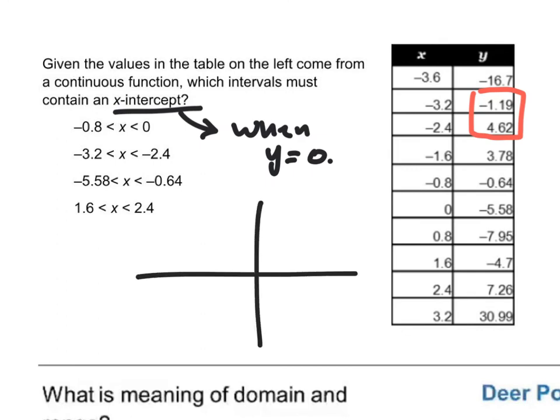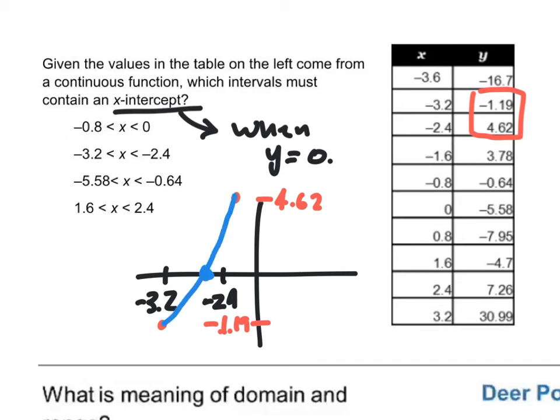All right. So here's negative 2.4. Here's negative 3.2. And what I know is that at negative 3.2, I had a y value of negative 1.19. And then at negative 2.4, I had a y value of 4.62. So in order for me to have a continuous function, I had to go through the x-axis at some point.